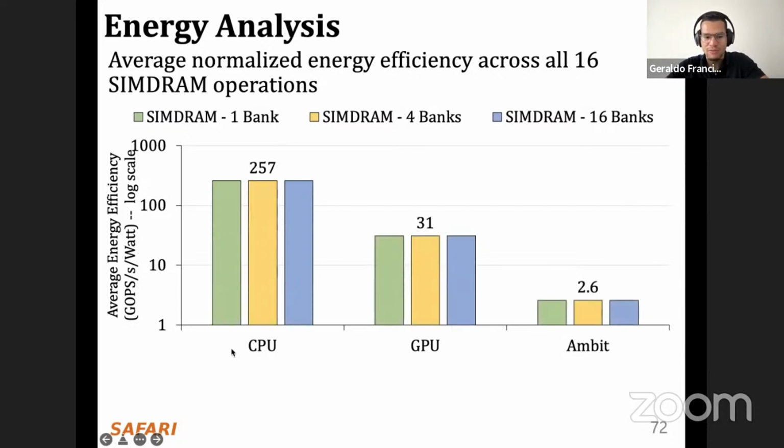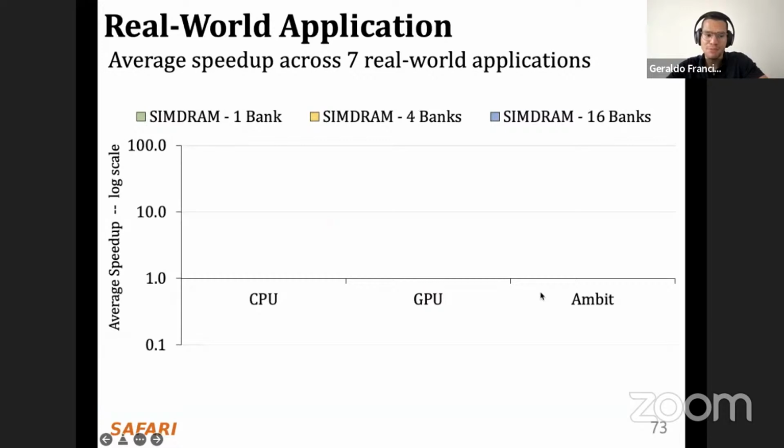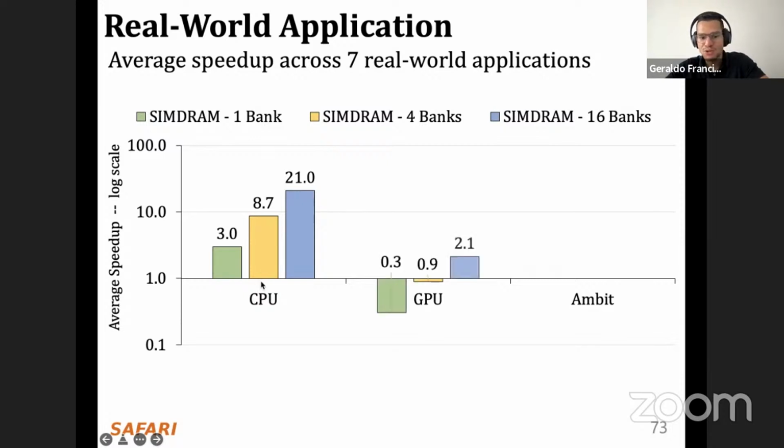we can see that SIMDRAM can provide 257 times the energy efficiency in giga-ops performance per watt compared to the CPU, 31 times compared to the GPU, and 2.6 times compared to Ambit. And also here I have the plot for the average speedup across all of these 7 different real-world applications. And again, SIMDRAM can provide 21 times the performance on average across all of those 7 real-world applications compared to the CPU, up to 2.1 times compared to the GPU, and up to 17.5 times compared to Ambit.